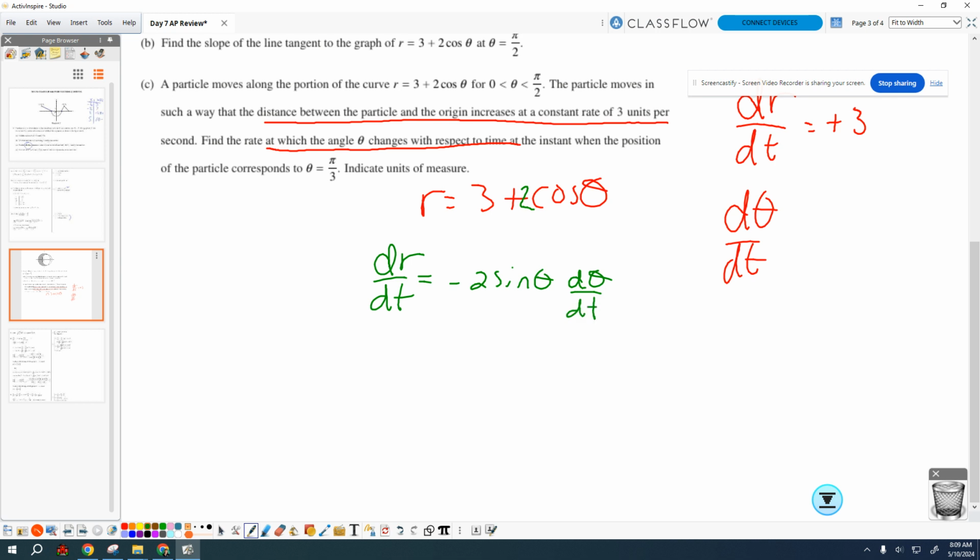So implicit differentiation. What's the derivative of the radius with respect to time? What's the derivative of the angle with respect to time? And then plug things in. The dr/dt is 3. Okay, unit circle. 5, 5, 3. 3 over 2. Okay.